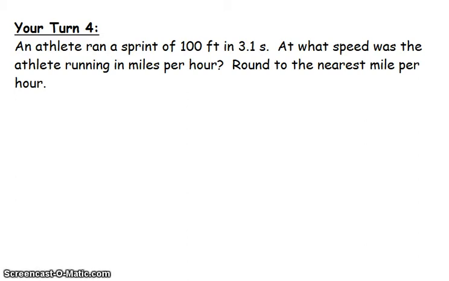So when you read this, you have an athlete that sprints 100 feet in 3.1 seconds. So 100 feet is how far he has gone, and he has traveled that in 3.1 seconds. Okay? Now, the question says, what speed is he running in miles per hour? So our distance is no longer in feet. They now want us to change that to miles, and rather than have our answer in seconds, they would like for us to change that to hours.